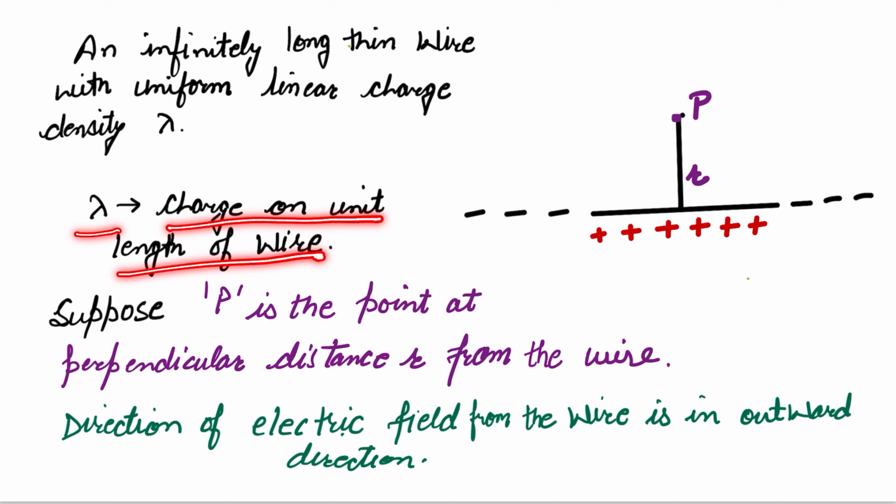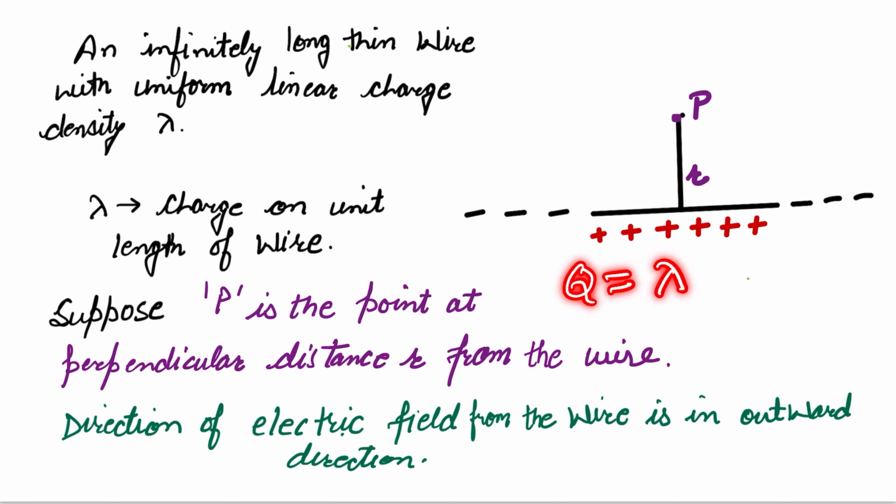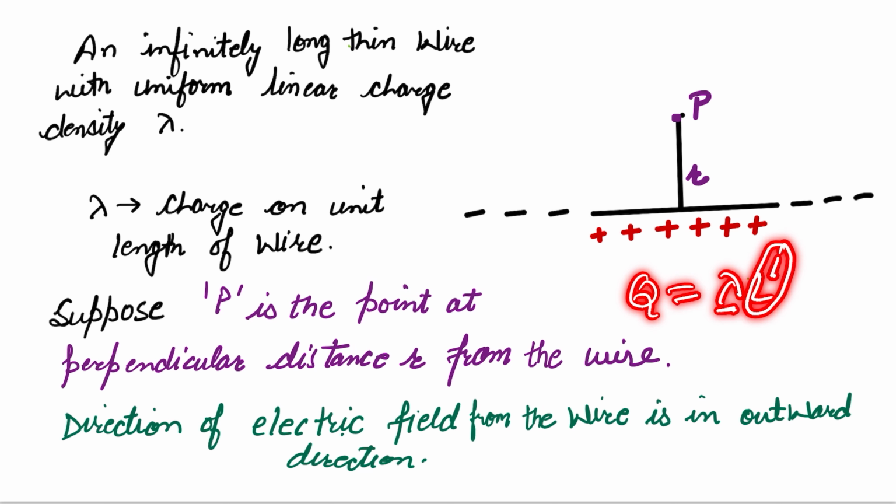If the length of the wire is equal to L, then your Q will be the product of lambda and L, right? And if you change the length of the wire to L prime, then Q will be lambda into L prime, right? So if you know the length of the wire, you multiply it with lambda, and you will come to know the total amount of charge present on that portion of the wire.